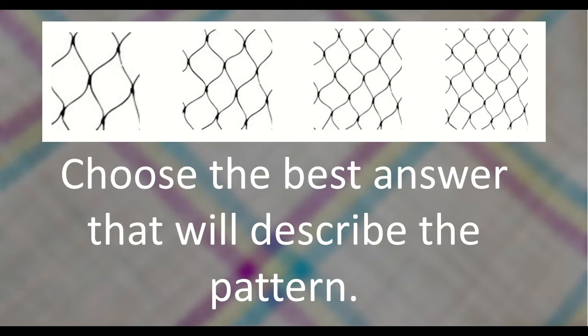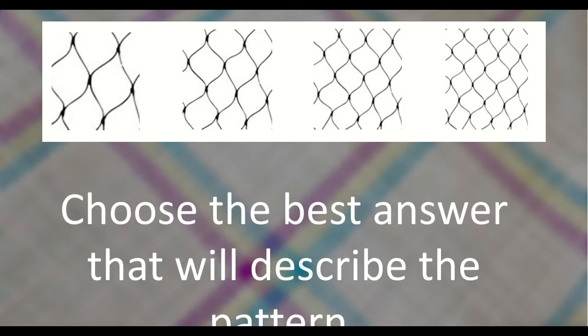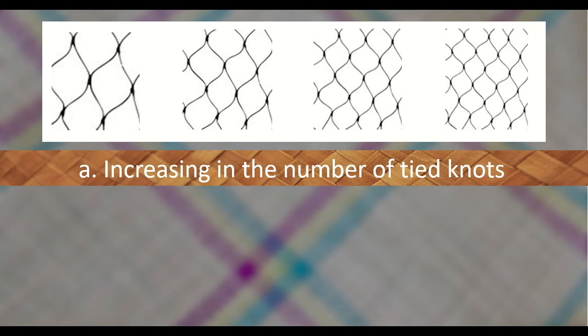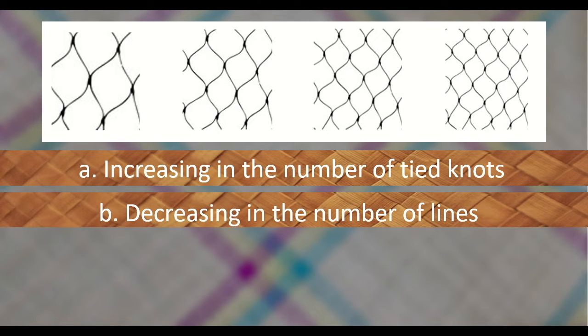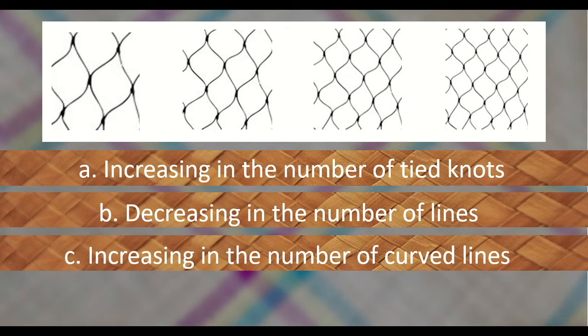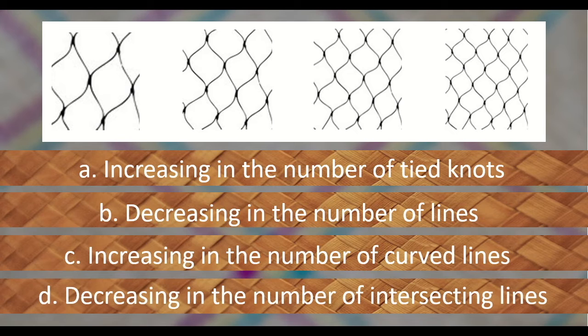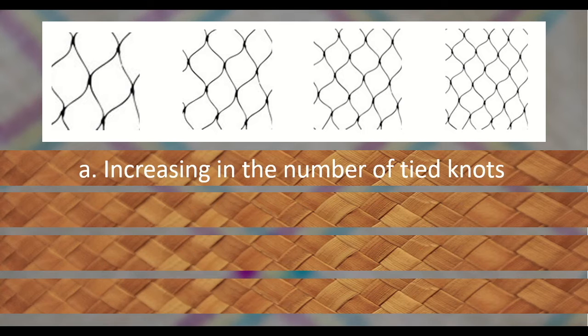Choose the best answer that will describe the pattern. Is it A, increasing in the number of tied knots? Letter B, decreasing in the number of blinds? Letter C, increasing in the number of curved lines? Or letter D, decreasing in the number of intersecting lines? And you're right, it's letter A, increasing in the number of tied knots.